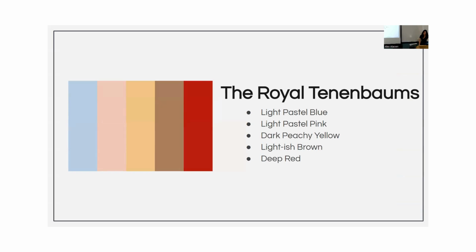Our peachy yellow is often seen. Most of the family characters wear this on a suit. It just kind of shows their interconnectedness. Lightish brown, that's again the suits, just when they're in a darker scene or a darker environment is around.